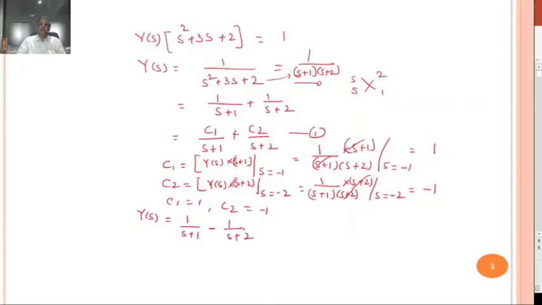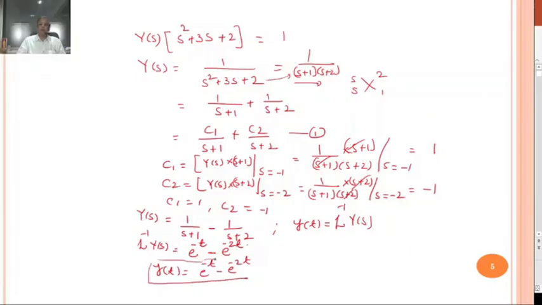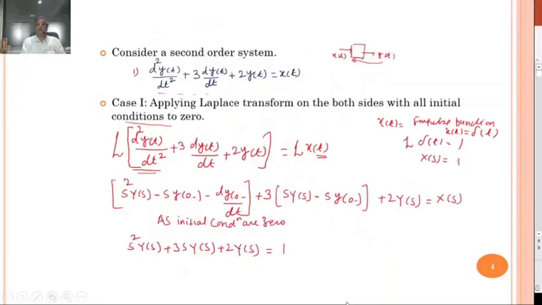Now take the inverse Laplace to obtain the solution in the time domain. y of t equals the Laplace inverse of y of s, which equals e raised to minus t minus e raised to minus 2t. This is y of t equals e raised to minus t minus e raised to minus 2t. Now this is the solution of this differential equation, considering that all initial conditions are 0.